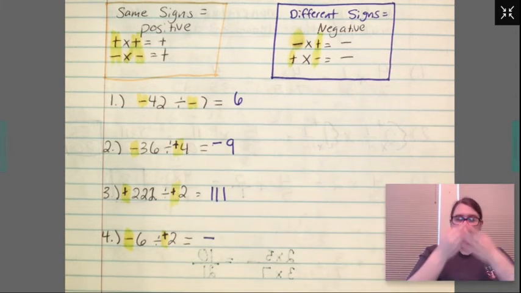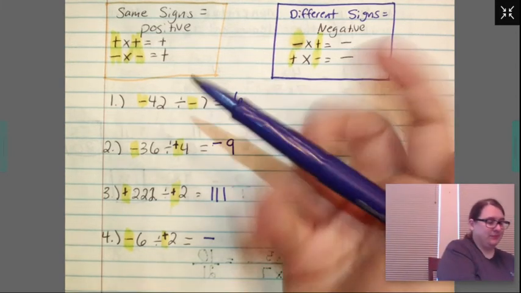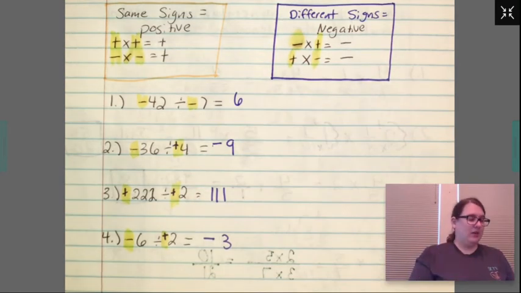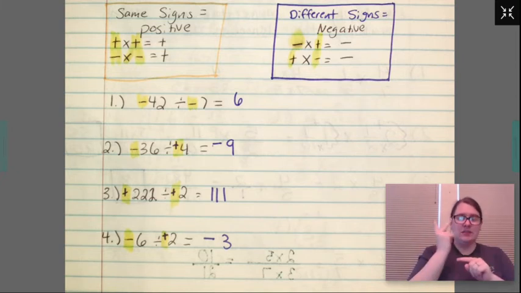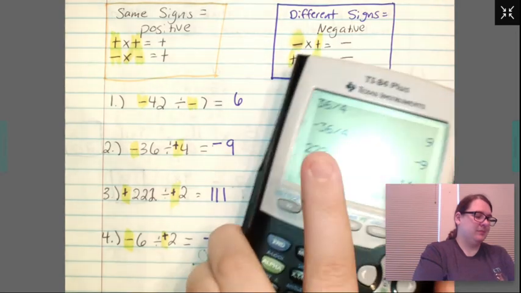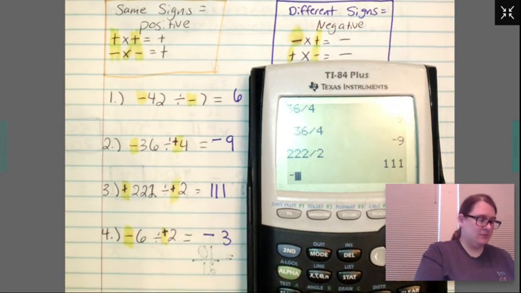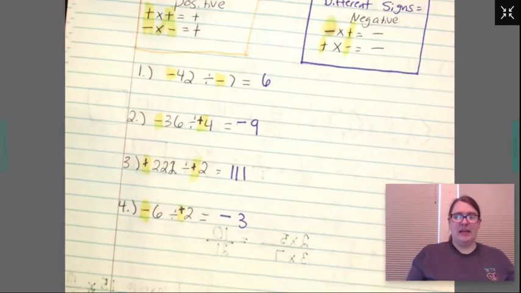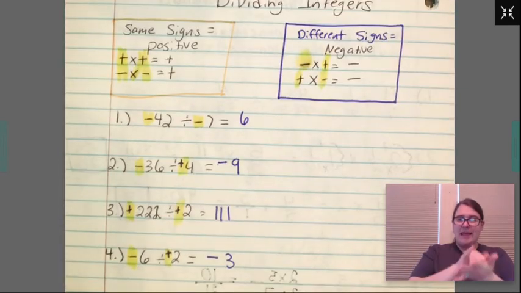What is 6 divided by 2? 3. Negative 3. Okay, I can always check my answer to see if it's correct. Okay, it's as easy as that.